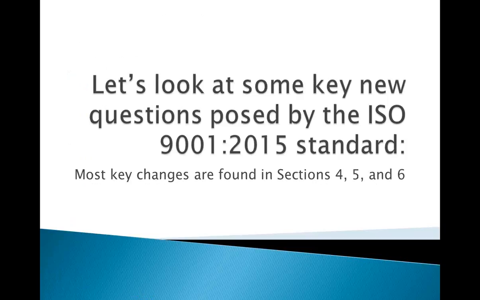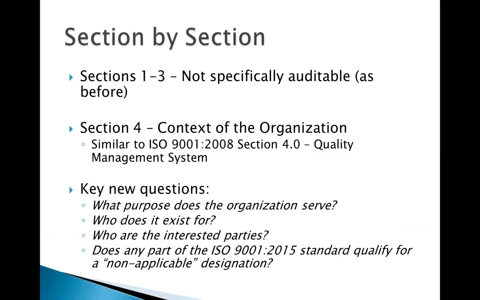Let's take a look now at some key new questions that are being asked, and we're going to do this on kind of a section-by-section basis. Sections 1 through 3 are not specifically auditable. That is as before. So we begin then with Section 4, context of the organization. And a lot of similar ideas to what we have in 9001-2008, Section 4, Quality Management System. It does ask some interesting new questions. What purpose does this organization serve? Who are its interested parties? And can it claim any part of the standard as a non-applicable?